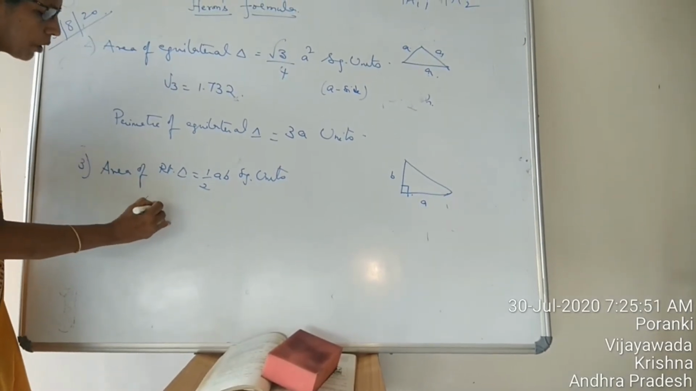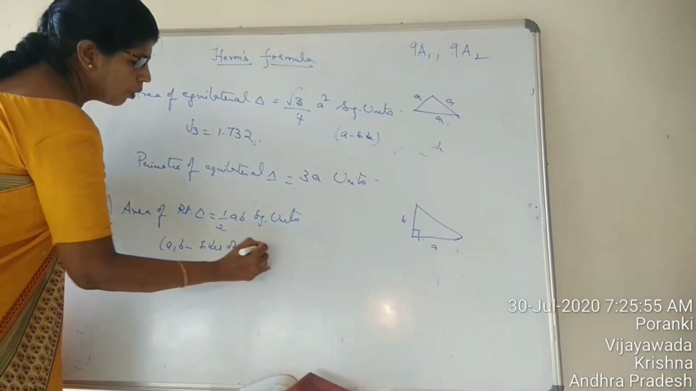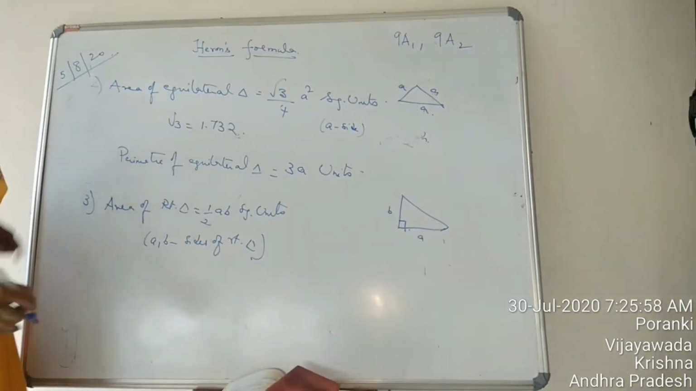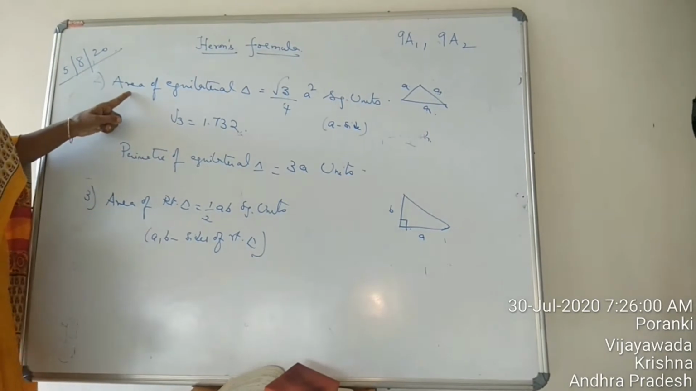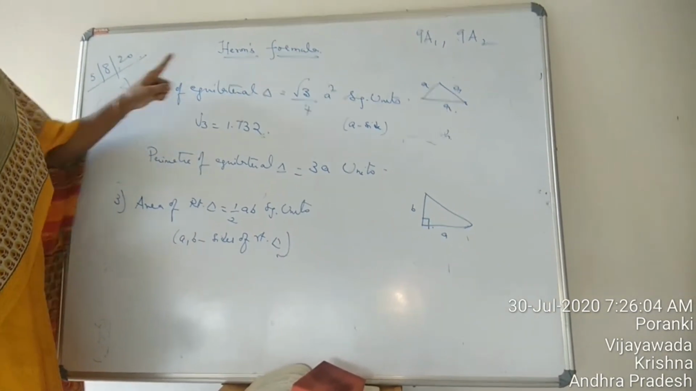What are A and B? The sides of the right triangle. A and B are the sides of the right triangle. Learn the formula, children. The first formula is Heron's formula.